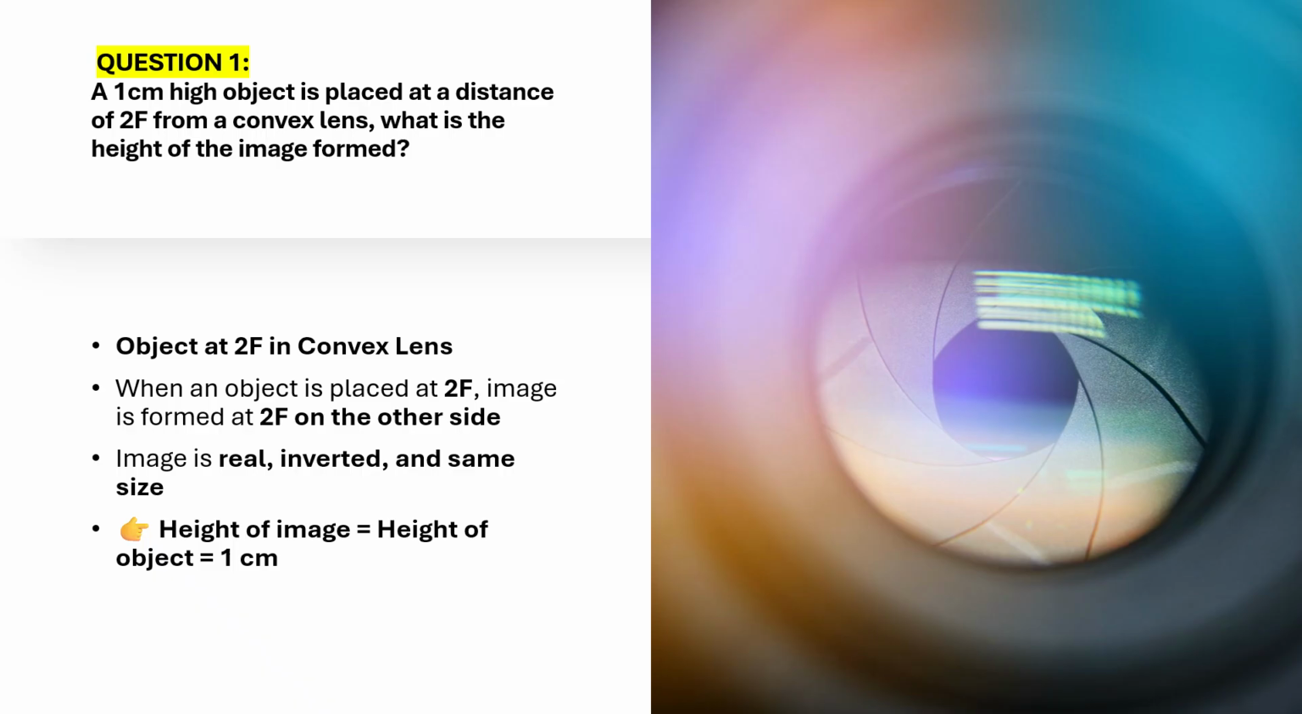Question number 1. A 1 centimeter high object is placed at a distance of 2f from a convex lens. What is the height of the image formed? Now where is the object? It is at 2f. When the object is placed at 2f, the image is formed at 2f on the other side. So the image will be real, inverted and the same size. So the height of the image will be equal to the height of the object, which is 1 centimeter.